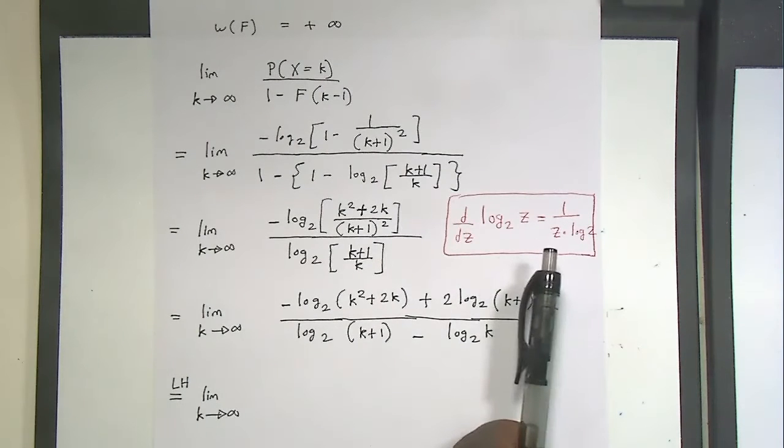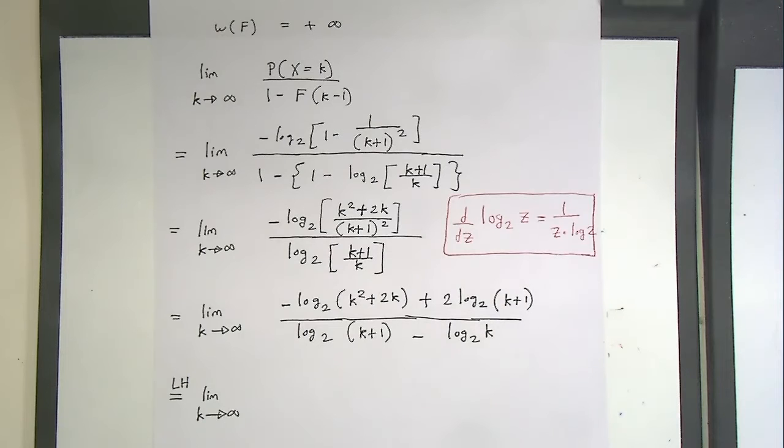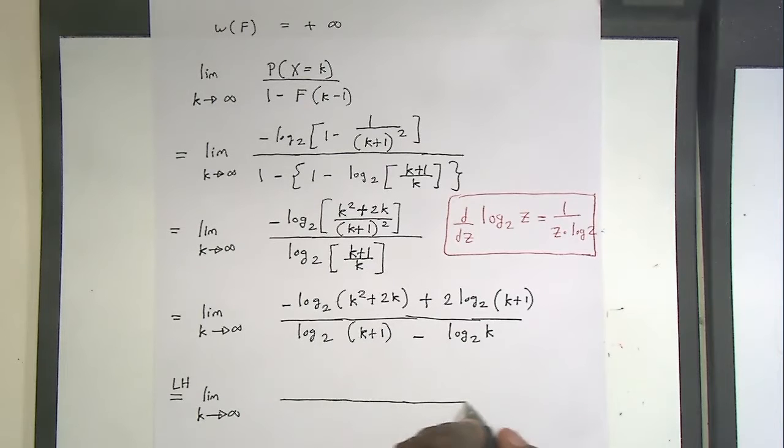Do you know this property, guys? That the derivative of log of z base 2 is equal to this, right? So if you use this property, this is what you get.